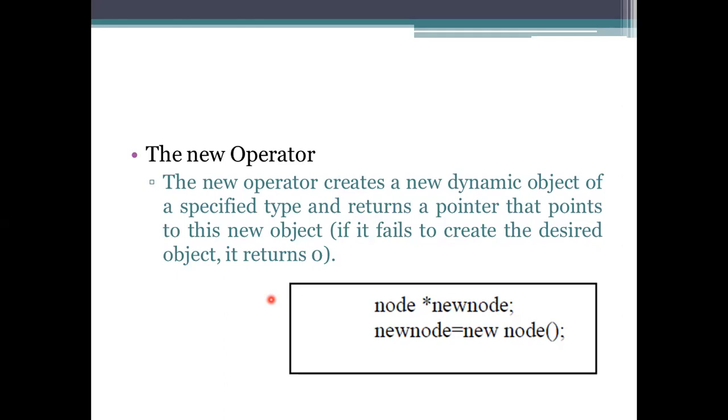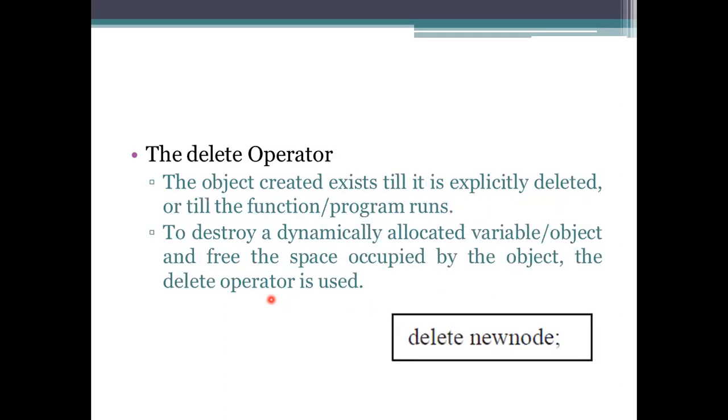For that, they are using a new operator which creates the dynamic object, and it returns the pointer which points to the new object which has been created. So here is the code used for this node, where the pointer is specified as the creation of the new node. Whenever you are using a new node here, the new operator is specified for creating a new space for that one, and it returns the pointer for the specification.